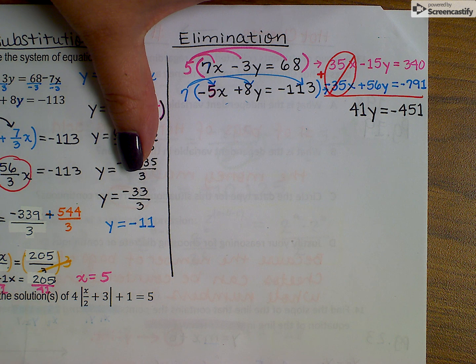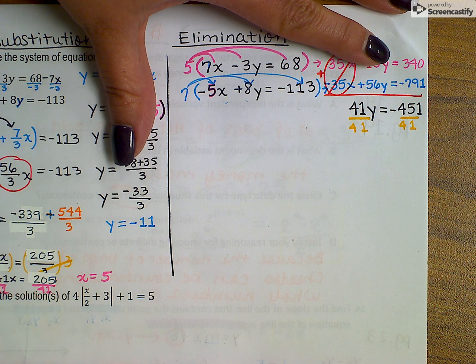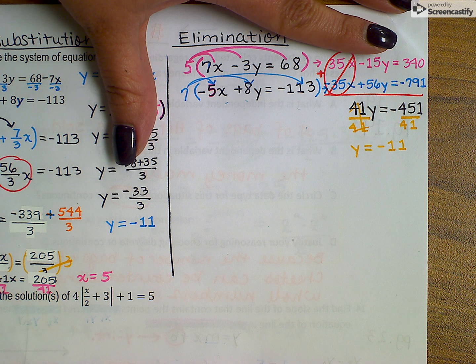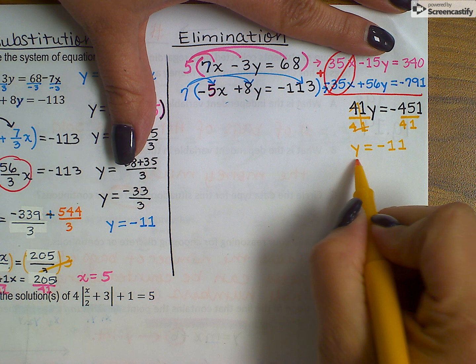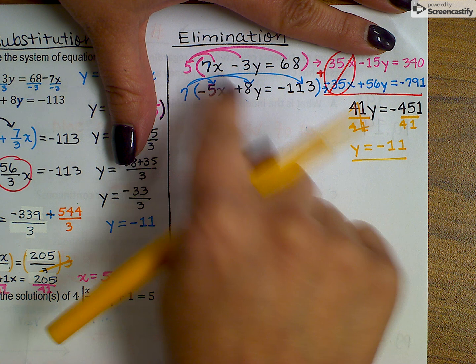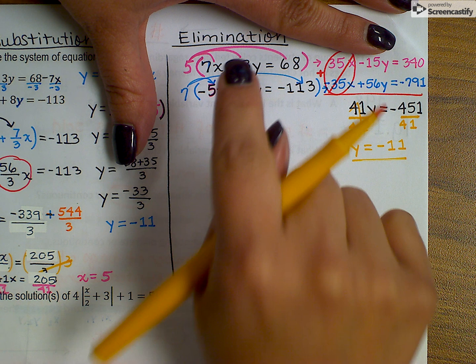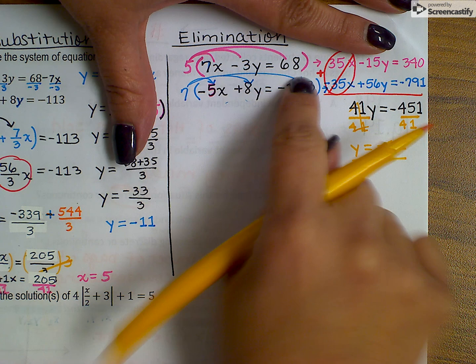And let's go ahead and divide by 41, leaving me with y is equal to negative 11, which was really quite simple in comparison to what we had done before. Now, this is where I think some people get confused. Once I have this y value, I can look at either one of these equations and put it into the original equation, either this one or that one.